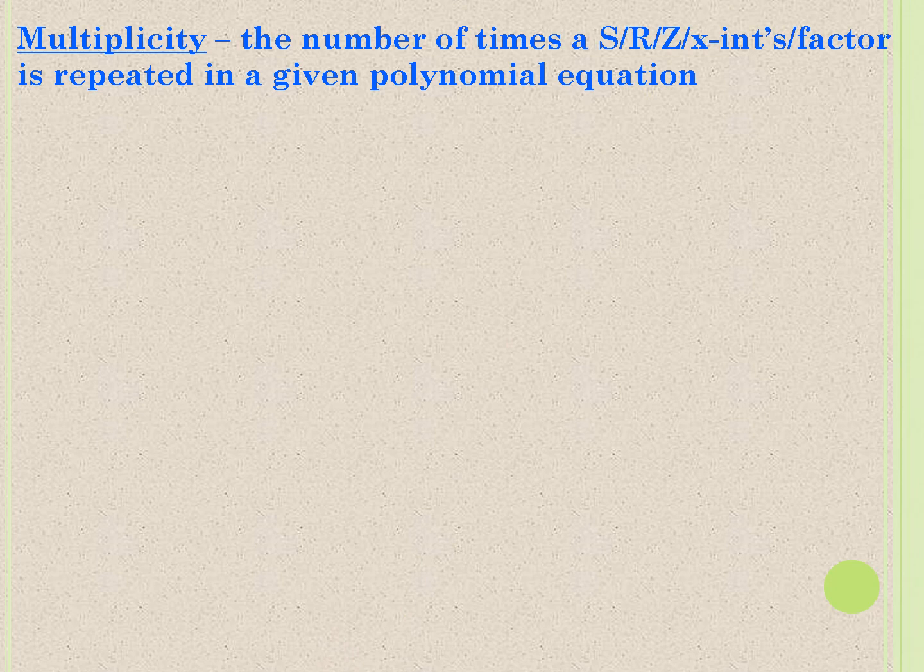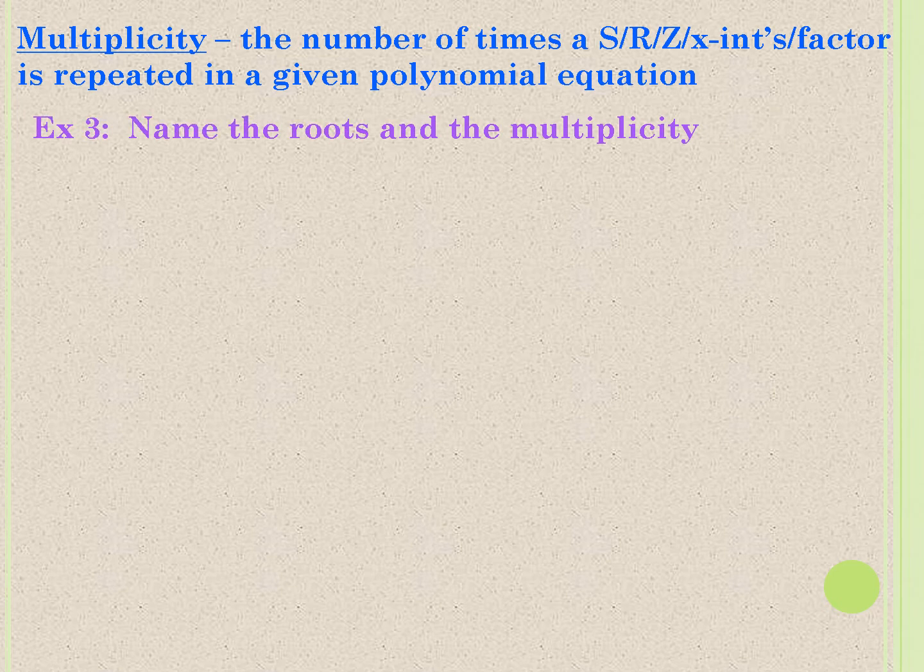All right, let's talk about multiplicity. Multiplicity sounds really difficult, but it's not. Basically, multiplicity is the number of times a zero, x-intercept, or factor is repeated in a given polynomial equation. That's just how many times do you see that root in the equation, or how many times do you see that factor. Now, it's going to be really easy, I promise.